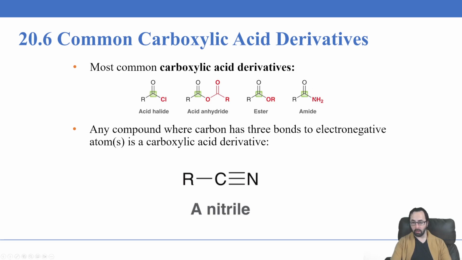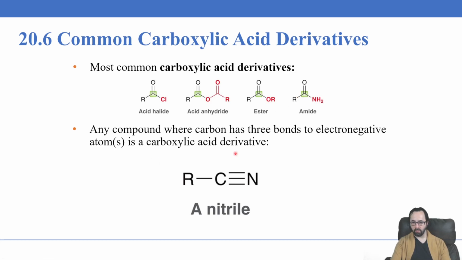Or we can have an amide in which the OH group here is replaced with an NH2, or this could be other carbon atoms as well instead of hydrogen. All of those would be referred to as amides. Any compound where the carbon has 3 bonds to an electronegative atom is a carboxylic acid derivative. So notice that chlorine, oxygen, and nitrogen are all electronegative atoms, and so they're all pulling electrons away from this carbon atom, preserving this electrophilic center here.